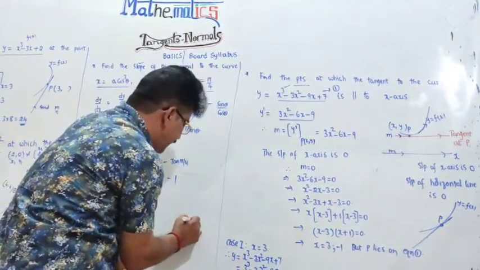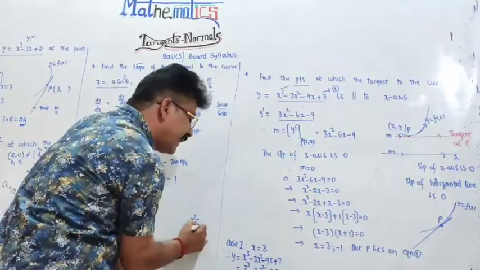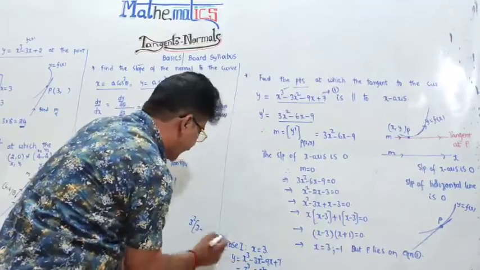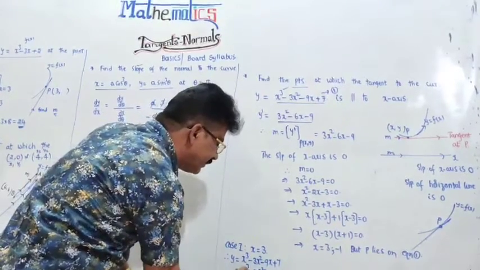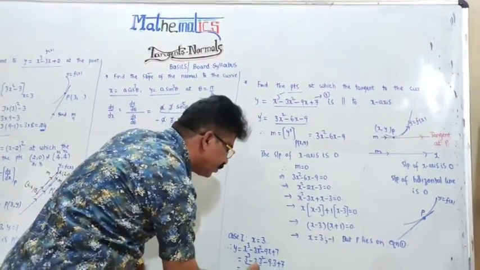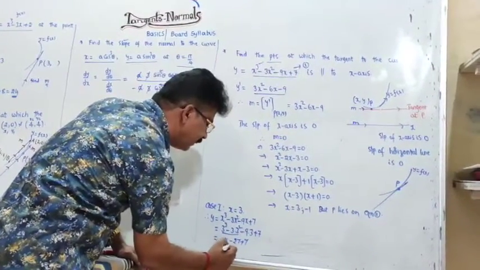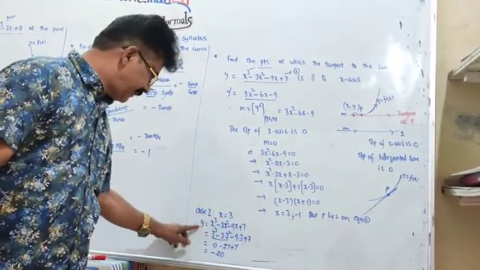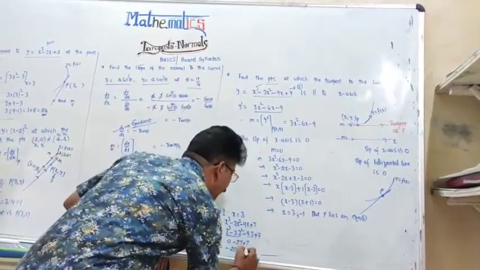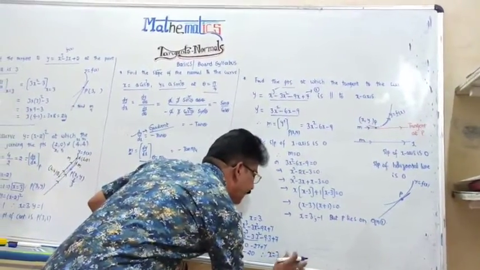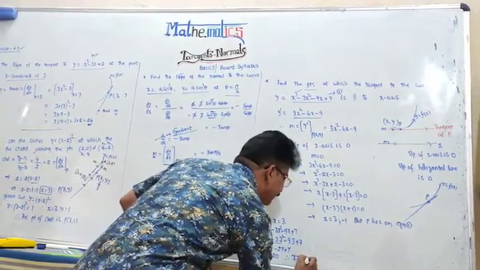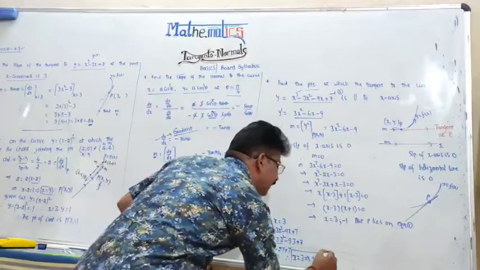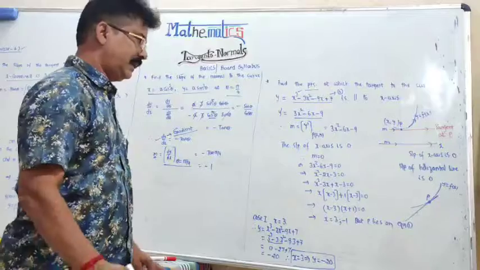Okay, we can take 3 square common there. It is 3 minus 3, square common, 3 minus 3 is 0. Okay, anyhow, it is 0. Next to minus 27 plus 7, that is equal to minus 20. So in the case of x equal to 3, y value is minus 20. So therefore x equal to 3 implies y equal to minus 20. Right. This is about the first case.